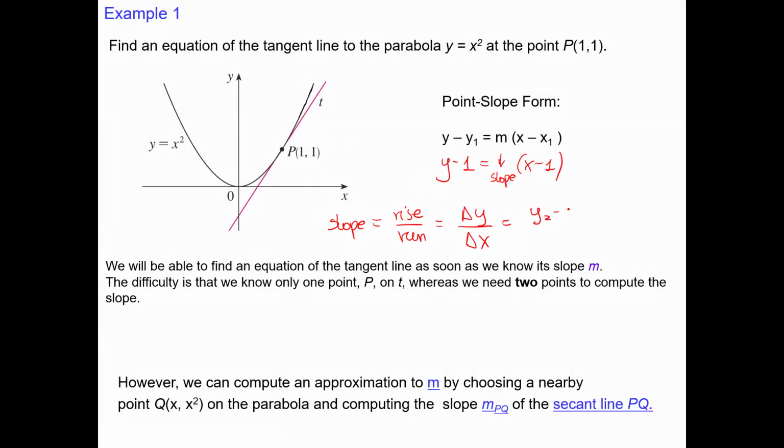This will be y2 minus y1 over x sub 2 minus x sub 1, or we can say f of b minus f of a over b minus a. We know a and b are, of course, respectively x sub 1 and x sub 2, and the y's are the corresponding values. Okay, but we can see we have only one point.